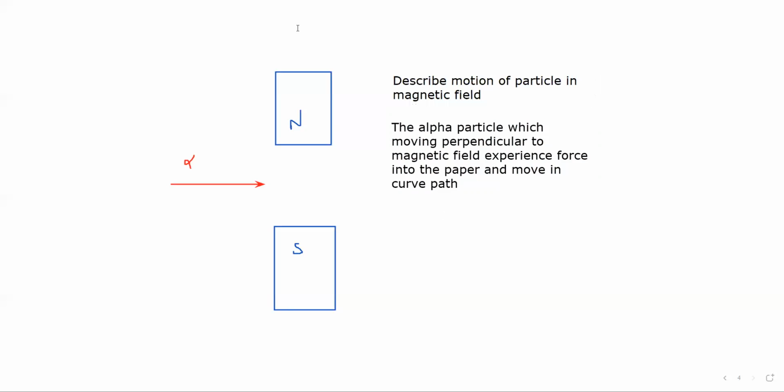Same way, if you are having a beta particle, magnetic field poles are there, north and south, and the beta particle is moving towards the right. Apply the right hand rule, and which direction will the beta particle experience the force? Apply the right hand rule.